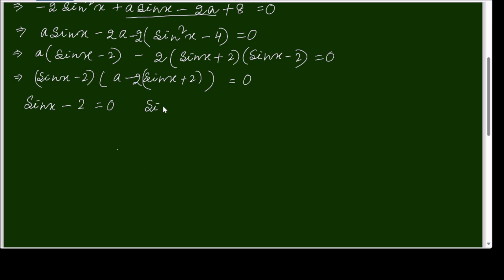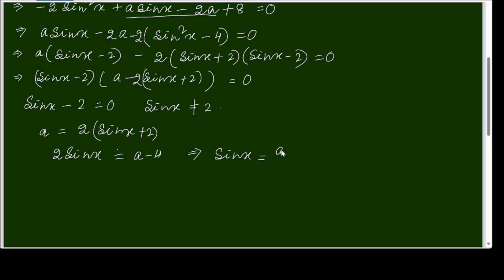Sin x is not equal to 2. We know it's not possible, or it is not giving the value of A. So we'll go for the other factor. So A equals 2 sin x plus 4, or 2 sin x equals A minus 4, or sin x equals A minus 4 over 2.